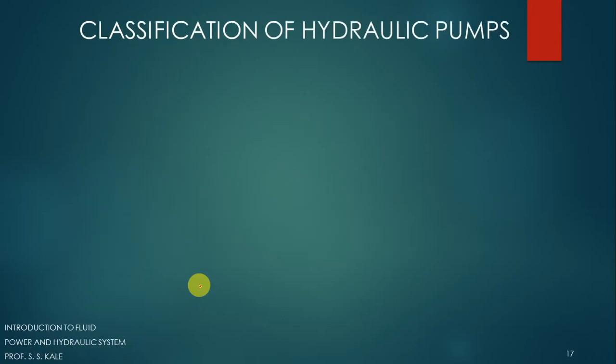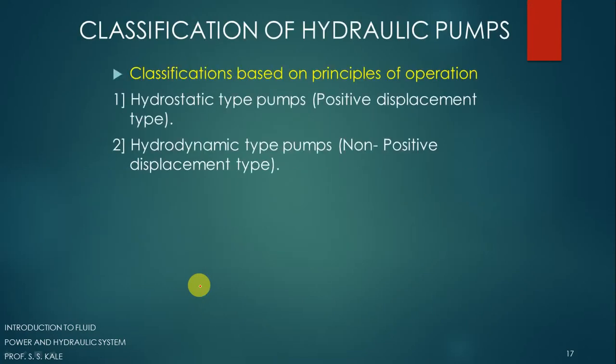Now let us see the classification of hydraulic pumps. The first classification is based on principle of operation. This classification has two types: the hydrostatic type of pump and the hydrodynamic type of pump. Now what is a hydrostatic type of pump? That is a positive displacement pump. Now let's understand what a positive displacement pump is.